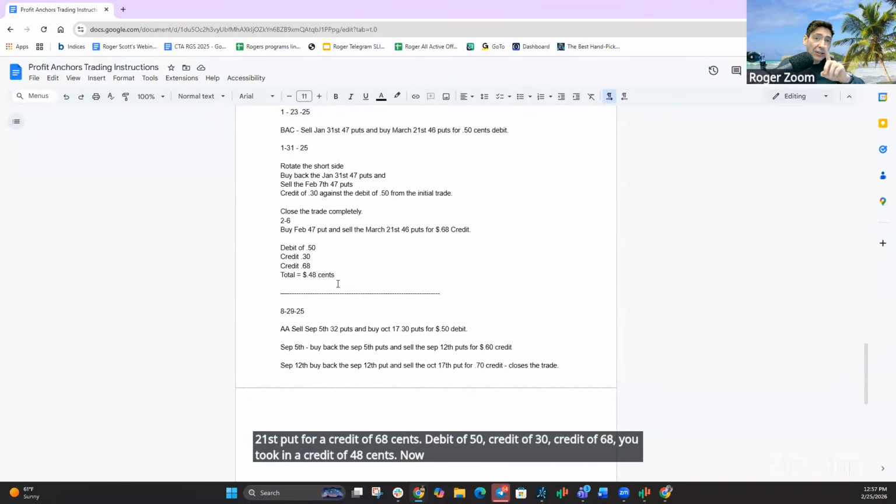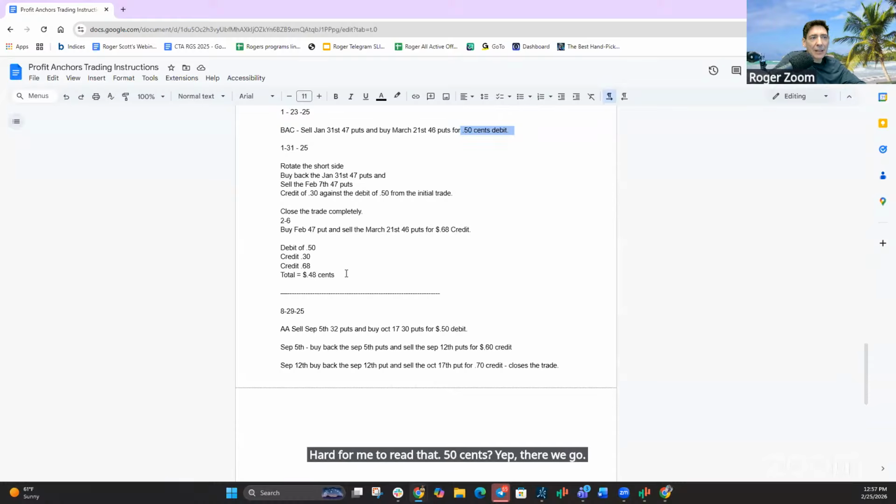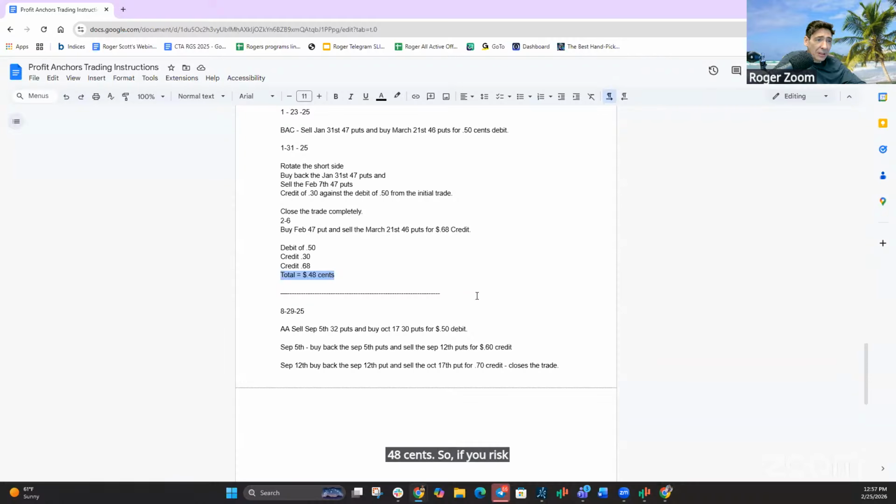Now, here's the part that's interesting. What was the cost of this spread, Raleigh? Hard for me to read that. 50 cent debit. Yep, there we go. 50 cent debit. How much did you make on this trade in 2 weeks? 48 cents. So if you risk 50 cents and you make 48 cents, how much money did you make in 2 weeks? 99% profit. Actually, 96% profit.